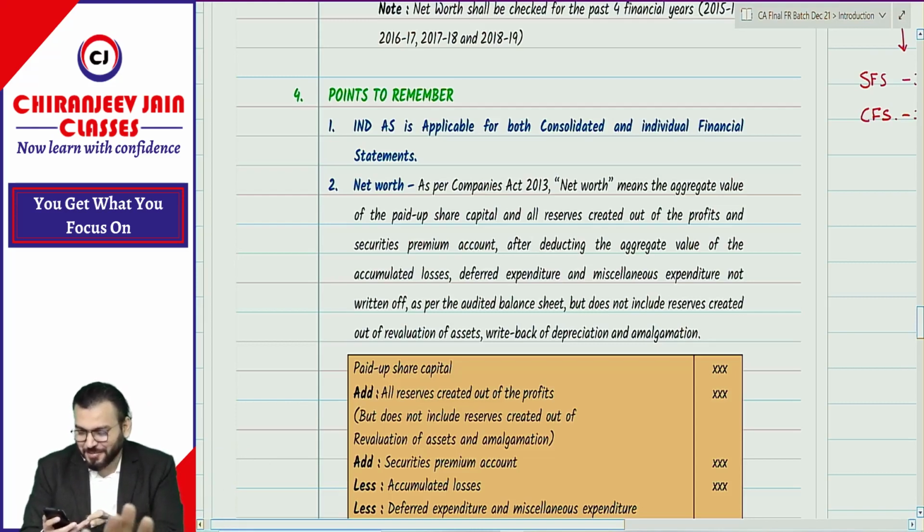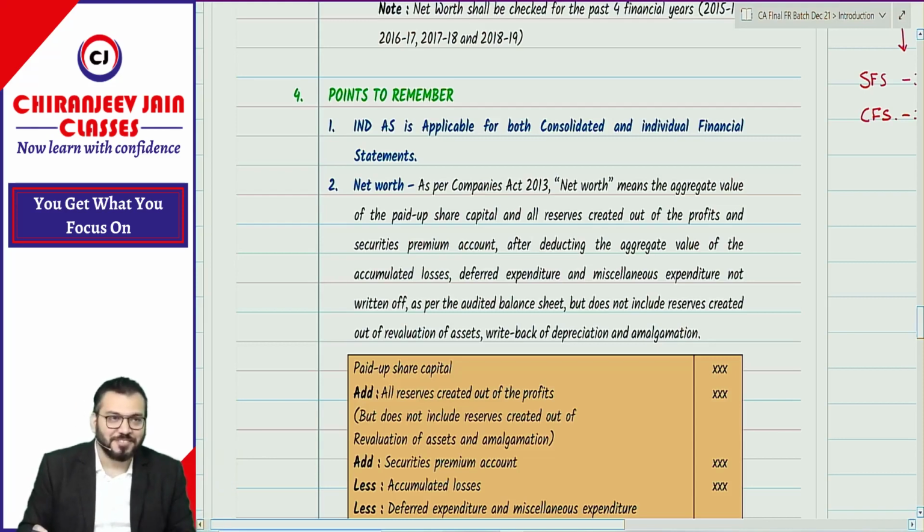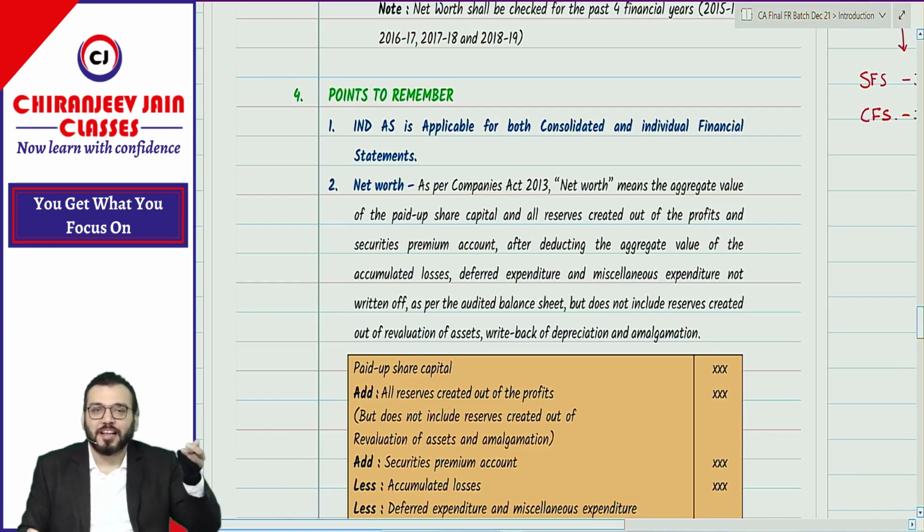This is not as per the Companies Act. Total assets minus total liabilities: this is as per FM that you are saying. As per the FM subject, your FM teacher might have given this formula. FM is not based on the Companies Act, right? FM is not based on the Companies Act.